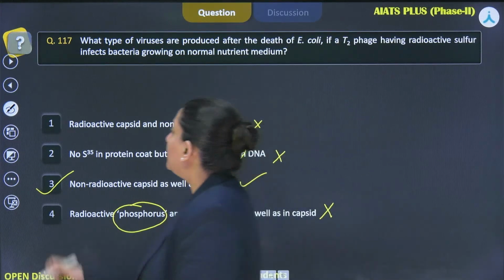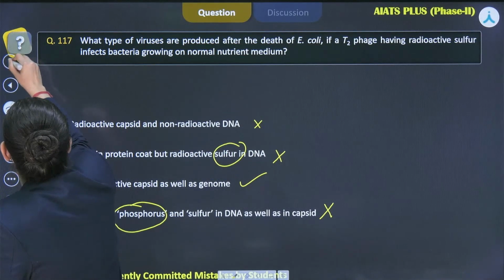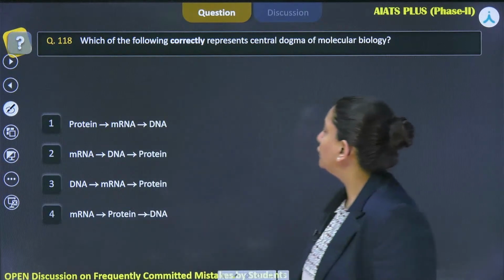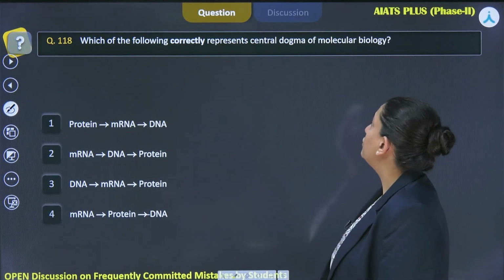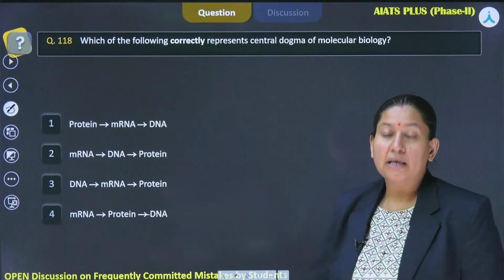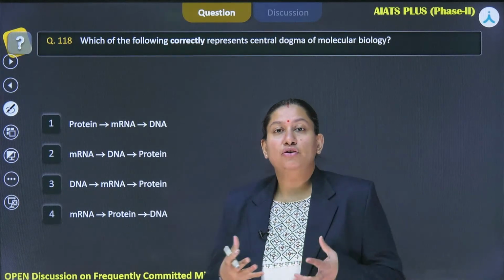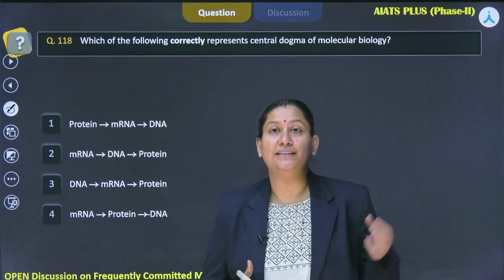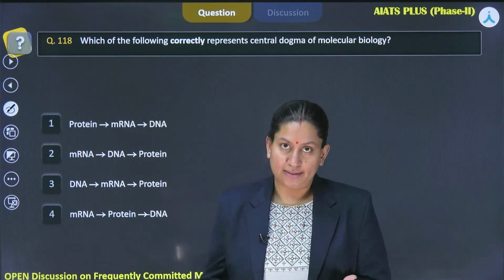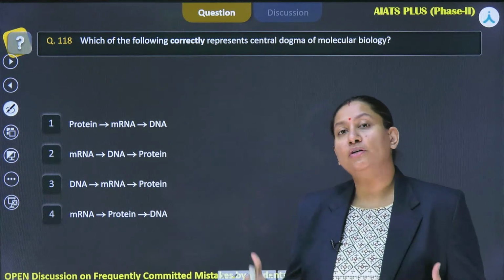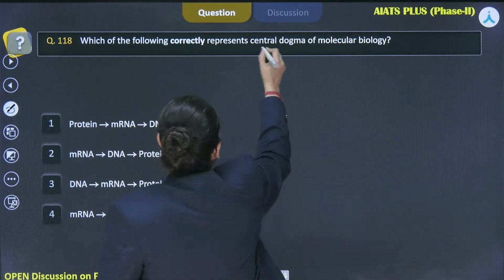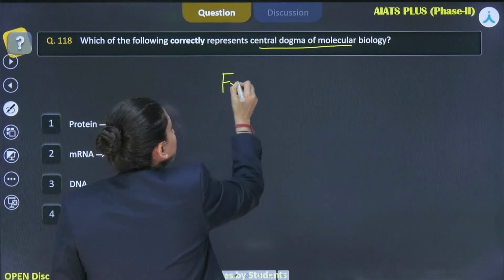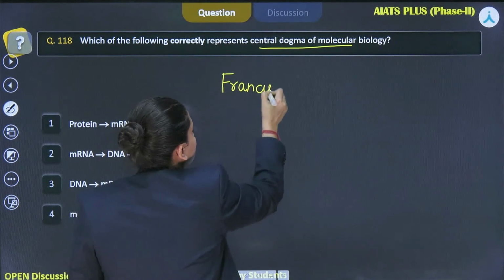Now, let us move ahead to the next question, and it says: which of the following correctly represents the central dogma of molecular biology. When we talk about the central dogma of molecular biology, it talks about how exactly the genetic material is going to express itself, right? And this central dogma proposition is given by Francis Crick, right?